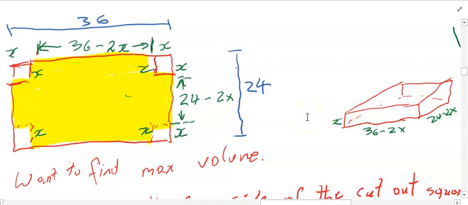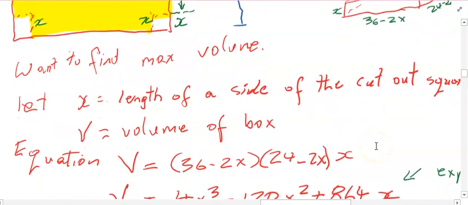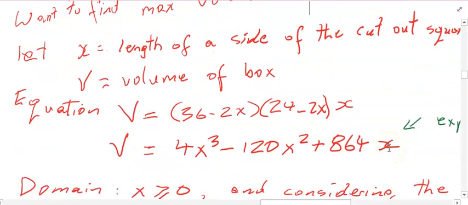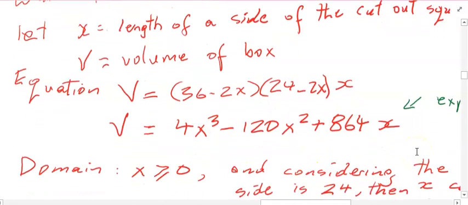We want to find the maximum volume, so let x be the length of a side of the cutout square. V is equal to the volume of the box. The equation for volume, length times width times height, will be 36 minus 2x times 24 minus 2x times x. Expand this, we get 4x cubed minus 120x squared plus 864x.